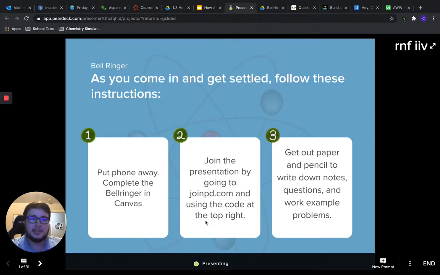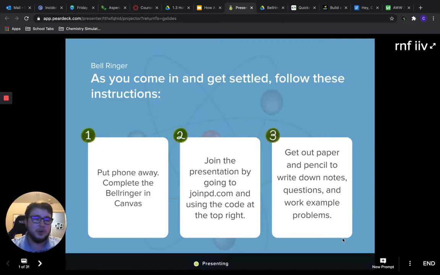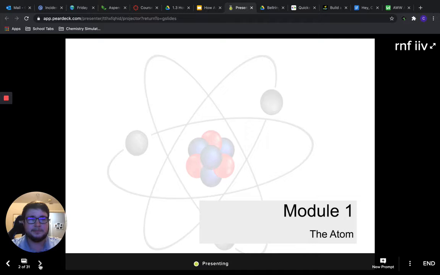Alright, and then finally step 3, get out paper and pencil to write down notes, write down any questions that you might have that you need to ask later, and to work example problems, because the more you write, the more you remember. Alright, so let's go ahead and jump right in.